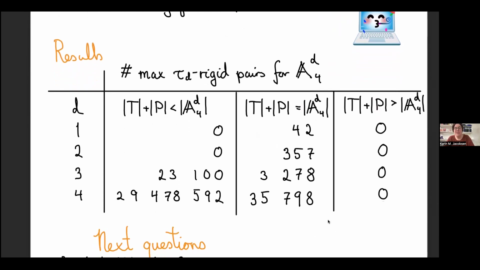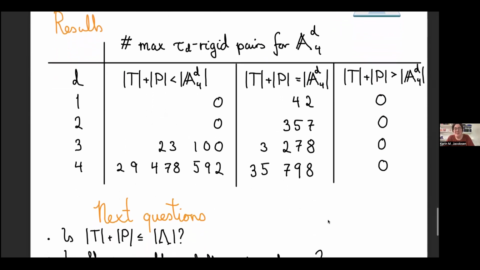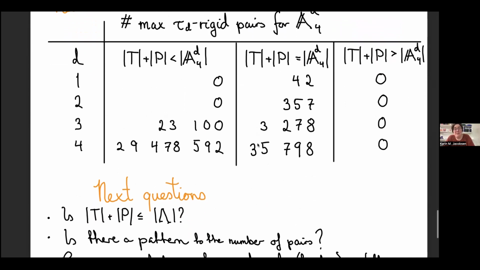So I'll just finish with some questions that I would love for someone to consider. First of all, is the size of the algebra actually an upper bound for the size of the maximal tau d rigid pair? I don't know. I haven't found any counterexample. I would love to find a pattern to the number of pairs. And also, why are there so many with too few summands?